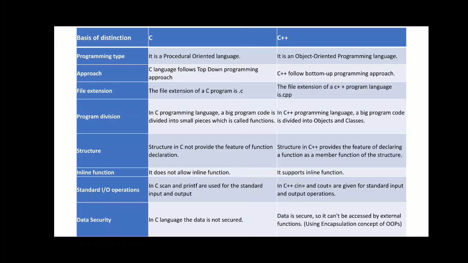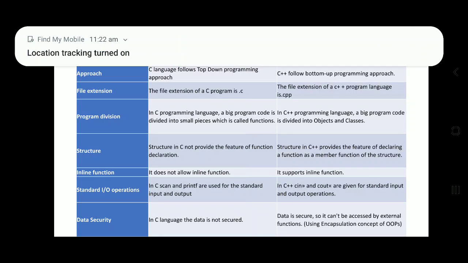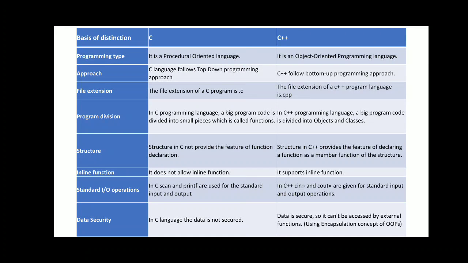Structure in C does not provide the feature of function declaration. We cannot declare a function inside the structure when we are talking about C programming, whereas structure in C++ provides the feature of declaring a function as a member function of a structure. So when we discuss structure inside C++, we are able to declare a function. So what is an inline function?